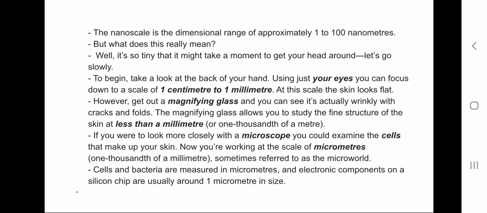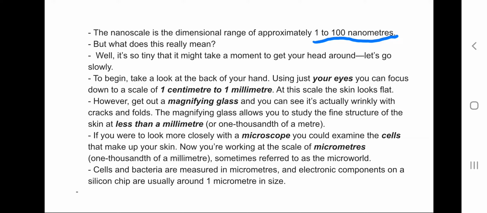So the nanoscale is a dimension range of approximately 1 to 100 nanometer. A dimension range of 1 to 100 nanometer is known as nanoscale. But let us see what this 1 to 100 nanometer really means.